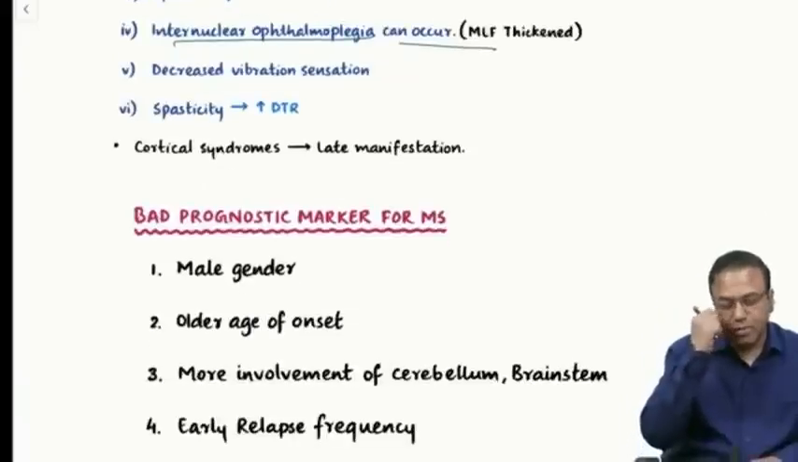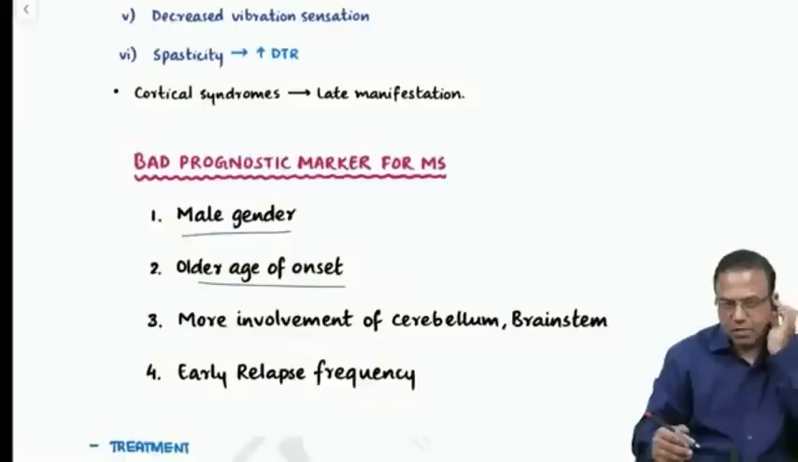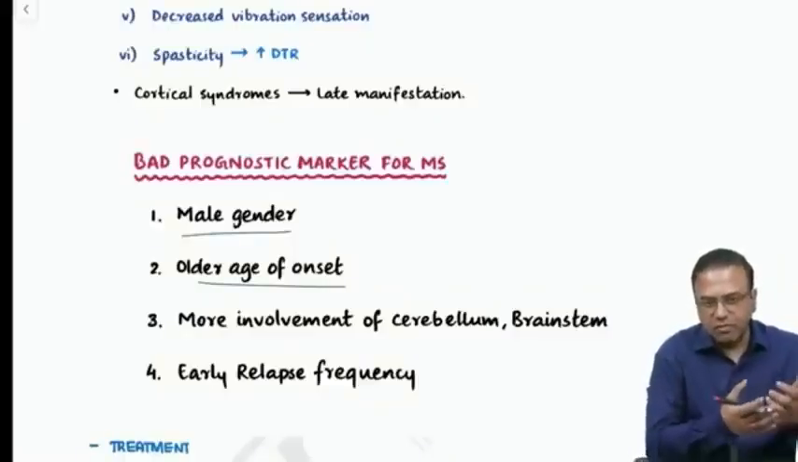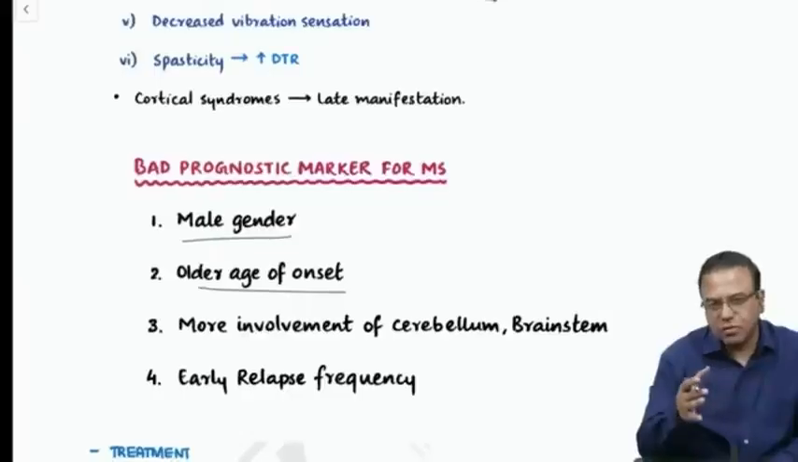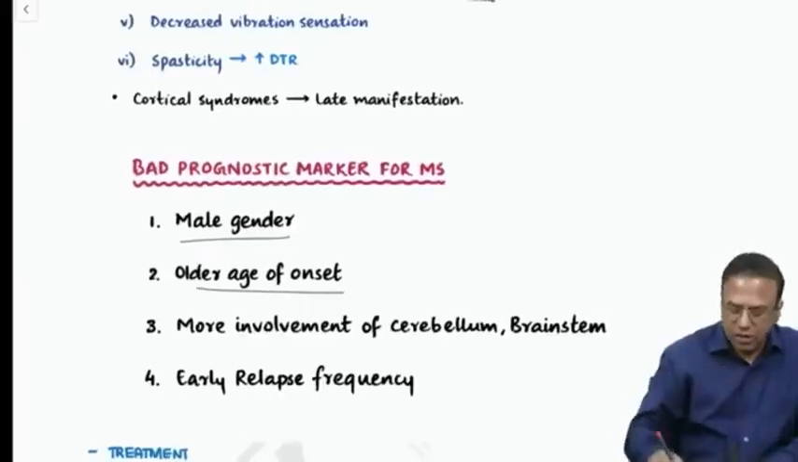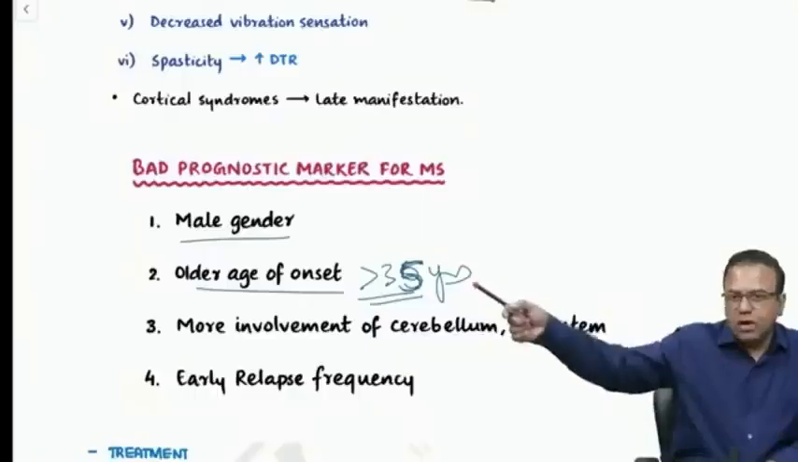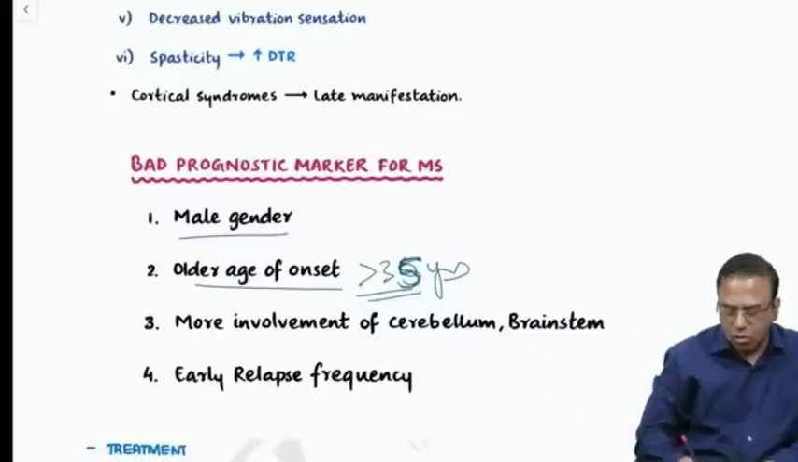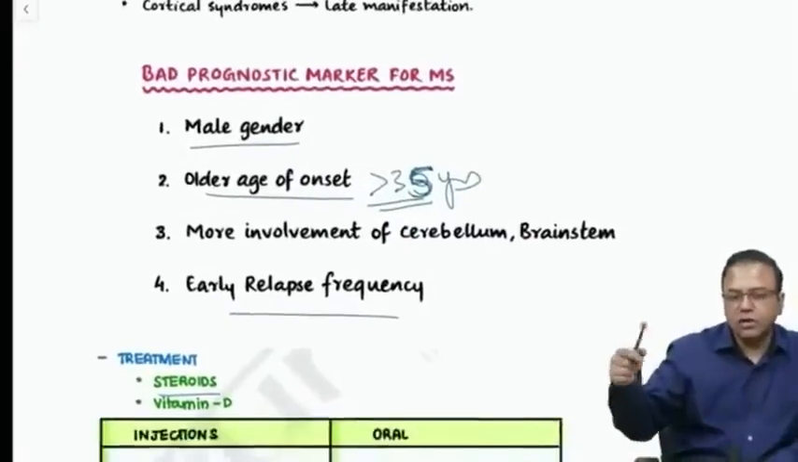Now, what are poor prognostic markers? I think NEET asked this. Male, older patient. Remember, MS typically occurs when the person is finishing graduation, doing the internship, or preparing for entrance exams. That's a typical age group when MS occurs, the early 20s, late 20s rather, 20 to 25, 20 to 30. That's the age group. If it occurs above the age of 30 or 35 years, let's say, the prognosis tends to be worse actually. So older age of onset, male patient, more infratentorial area, cerebellum, brainstem, more relapses, more frequency of relapses, all bad prognostic markers.